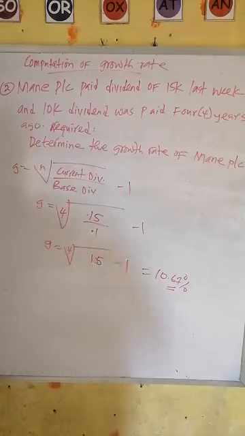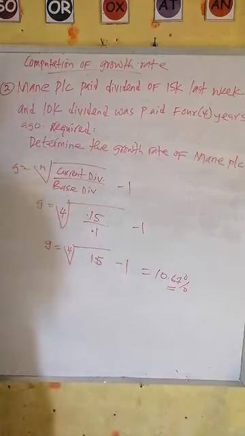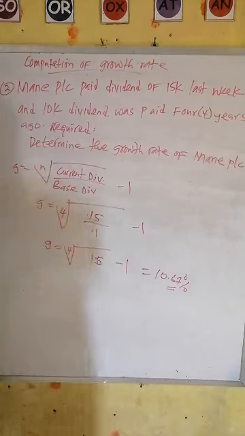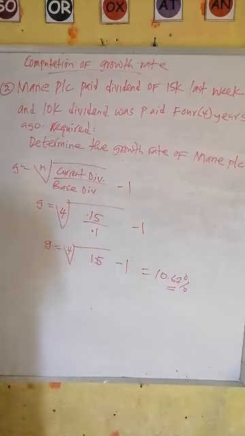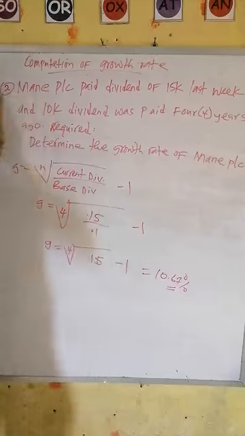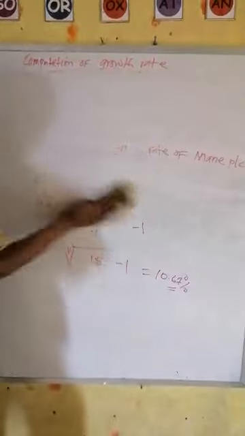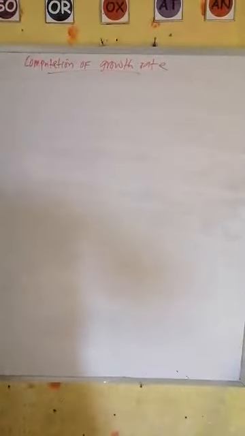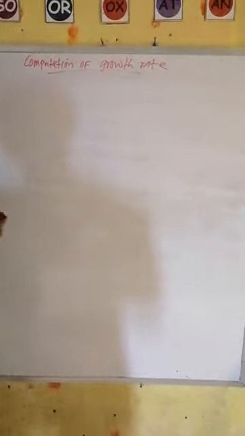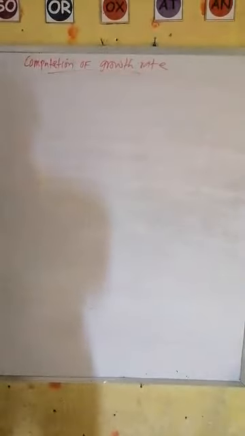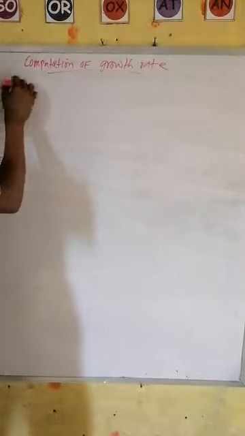We said we also have two methods of computing our growth rate. So let's now look at the Gordon growth. Let's take one example on the Gordon growth on how to calculate our growth rate. So, question 3 on Gordon growth.